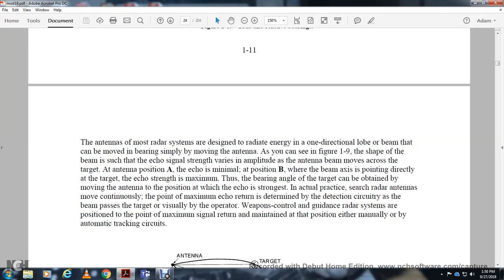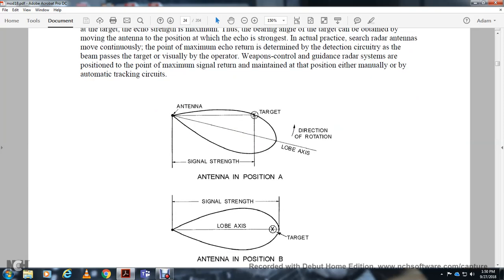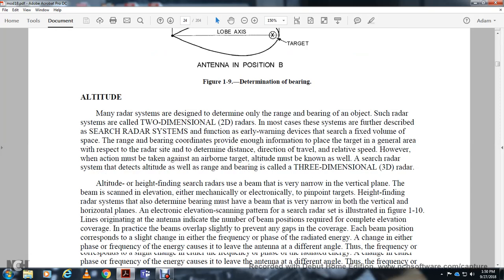In actual practice, the radar antennas move continuously. The point of maximum return is determined by a detection circuit as the beam passes the target, or visually by the operator. The weapon control guide for the radar system maintains the position of the point of maximum signal return, either manually or by an automatic tracking circuit. Shown are the antenna in position A, signal strength of the target, the direction of rotation, the lobe axis, and target angle at position B, altitude.